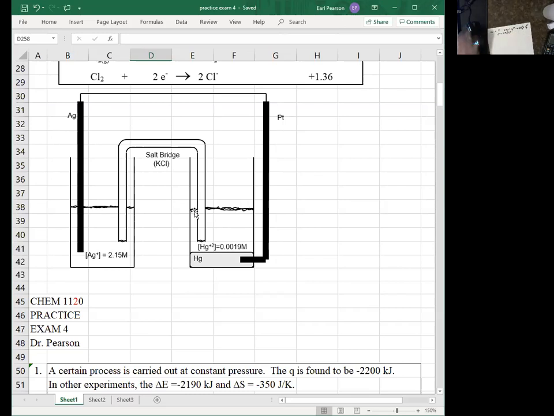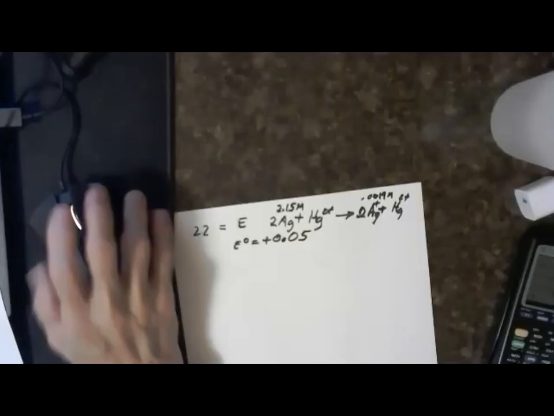All right, so the silver ion concentration in the cell is 2.15 molar, and the Hg2+ concentration is 0.0019 molar. Okay, I've got everything I need, so let's go over to the pad.